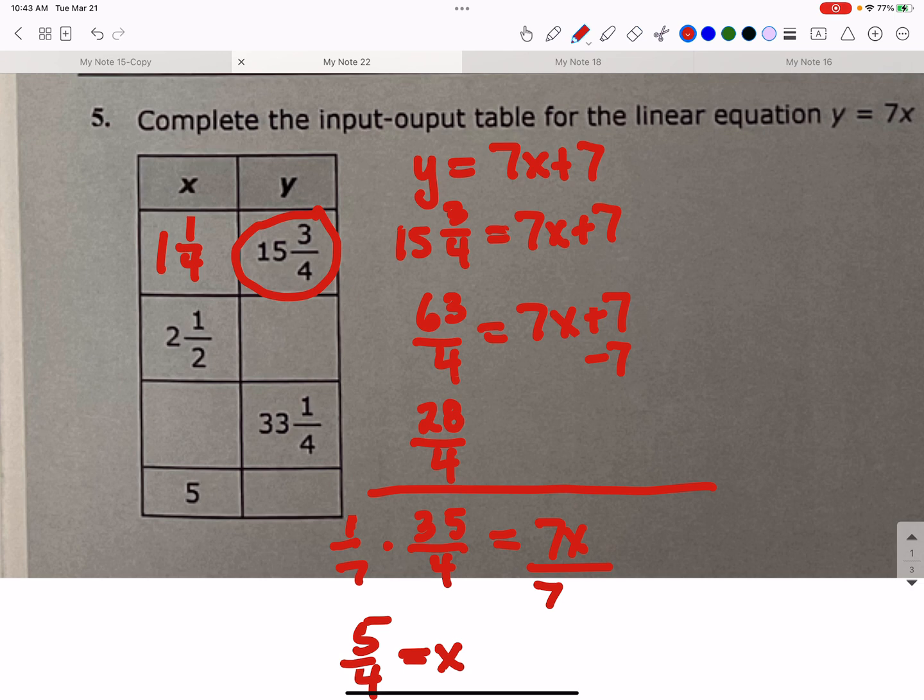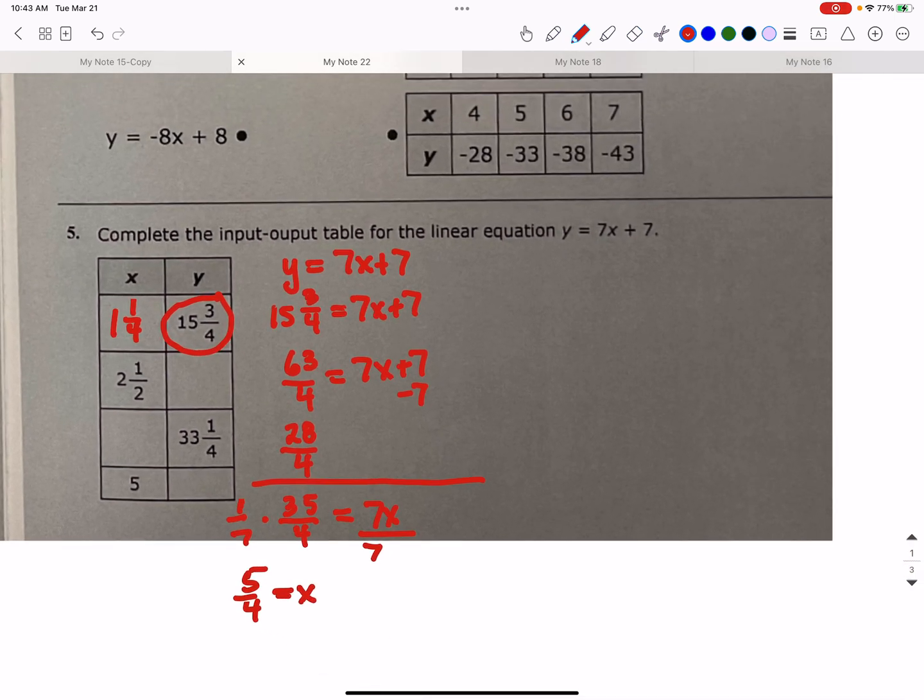Now, doing it the other way, for the next one, y equals 7x plus 7, but we're going to plug in 2.5 for x. Y equals 7 times 2.5 for x, plus 7. Y equals 17.5 plus 7. Y equals, what is that, 24.5 or 24 1/2.